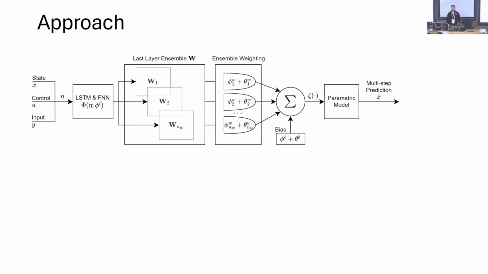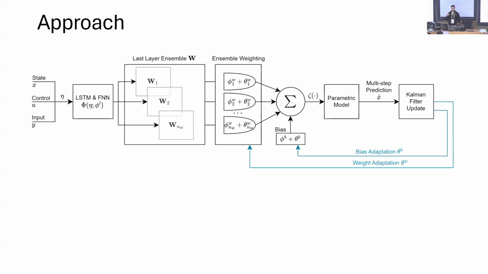Okay, so when we're driving over the terrain, we take a linear combination of the output of each model in the ensemble, weigh them by this parameter phi, and then add a bias to it.